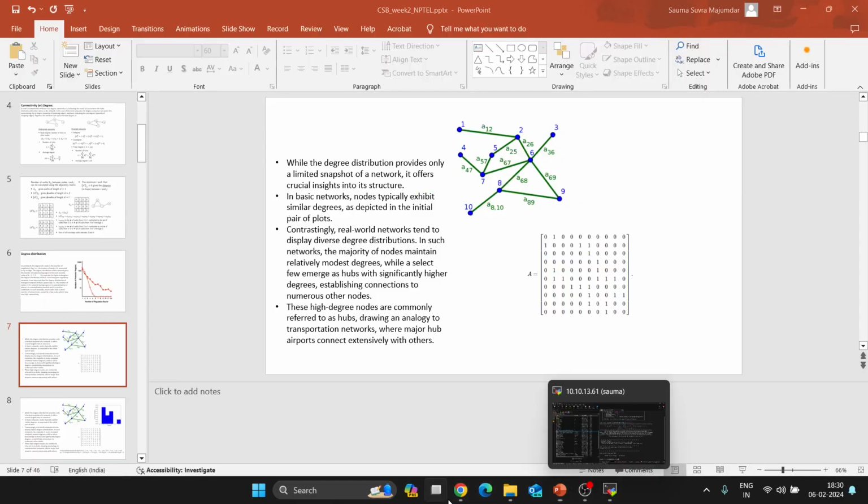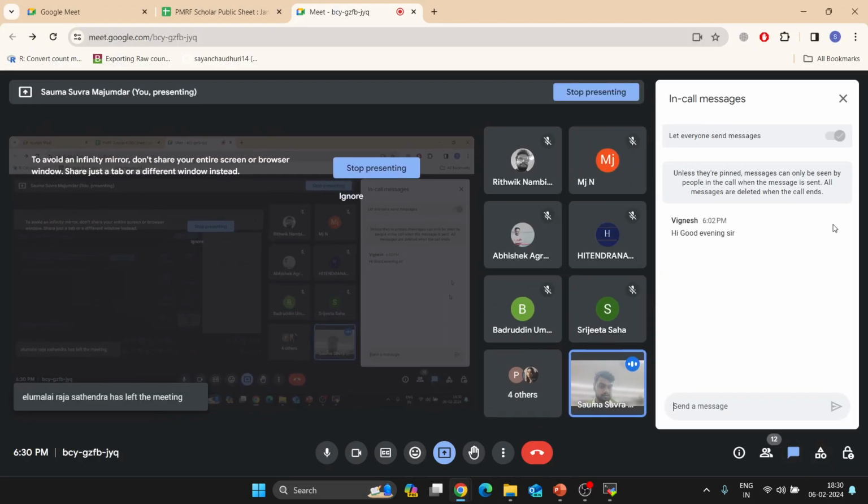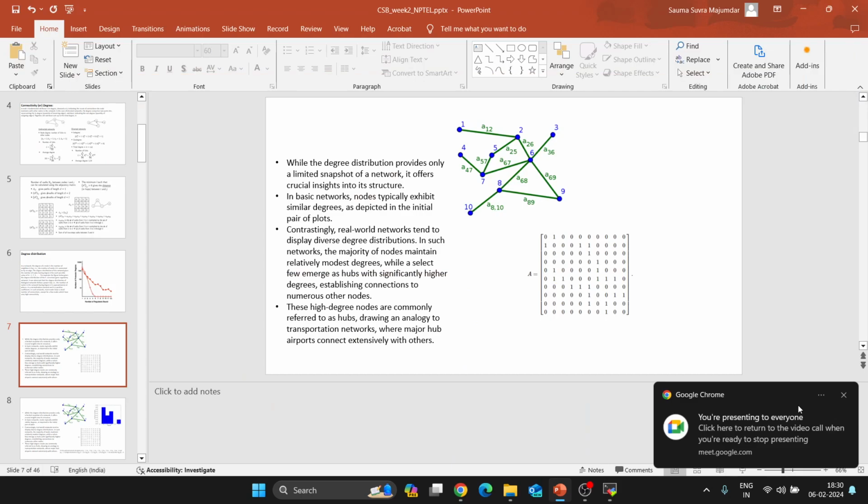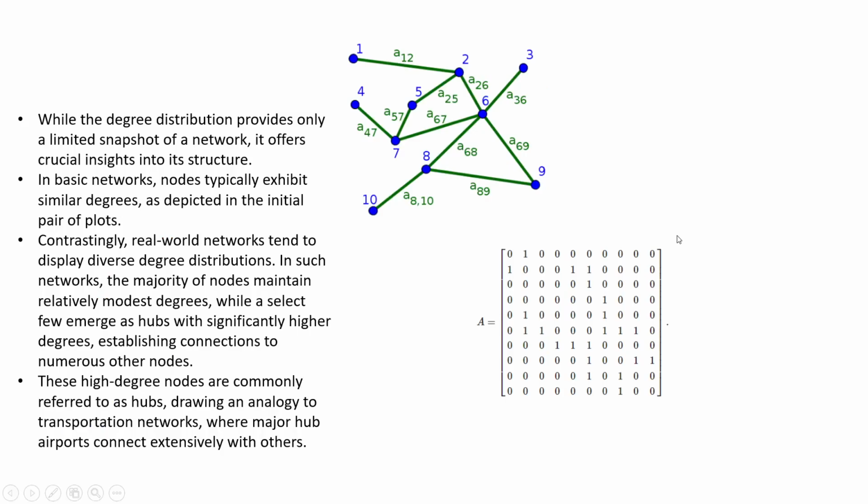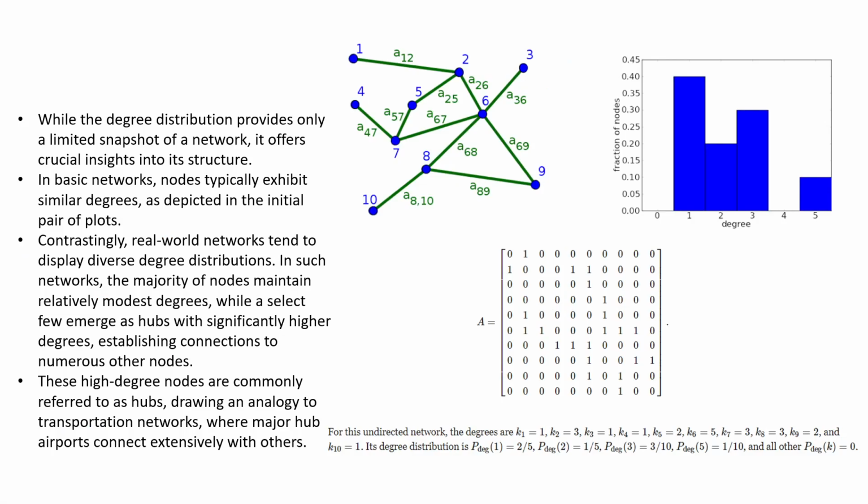Okay, let's see. No answers yet. We'll move on, but I'll just give you the answers. For the first node, the degree is 1. For the second node, the degree is 3. You can calculate the degree of each node. So the first node is 1, the second node is 3, the third node is 1 again, the fourth node is 1 again, the fifth node is 2, like this up to the 10th node.